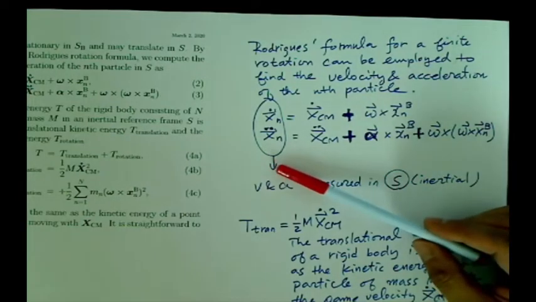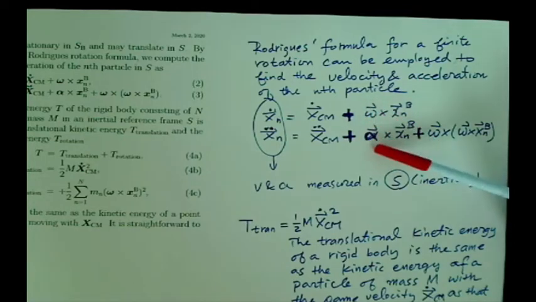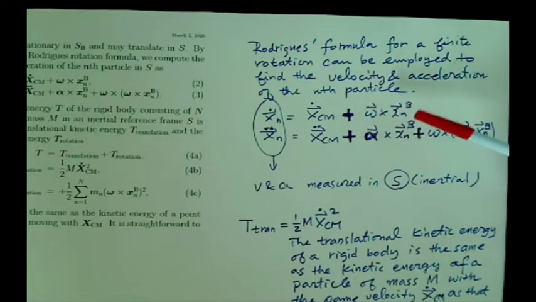If we compute the acceleration, this omega may vary, so the time derivative of angular velocity gives the angular acceleration cross the lever arm. In addition, because the frame of reference is rotating with omega, we have another term, omega cross omega cross this vector, to find the centripetal acceleration.